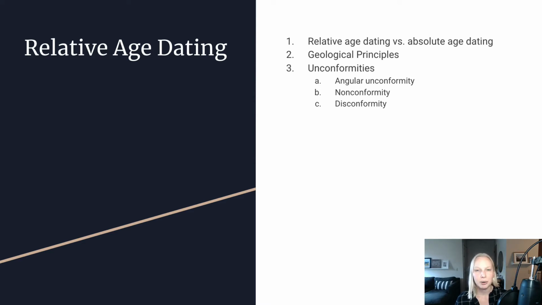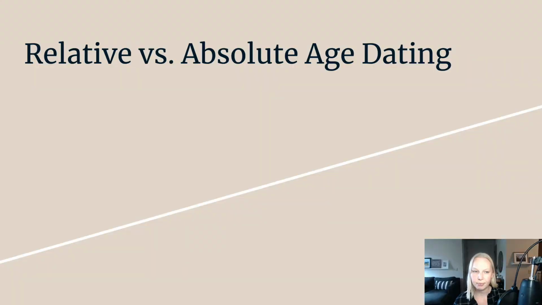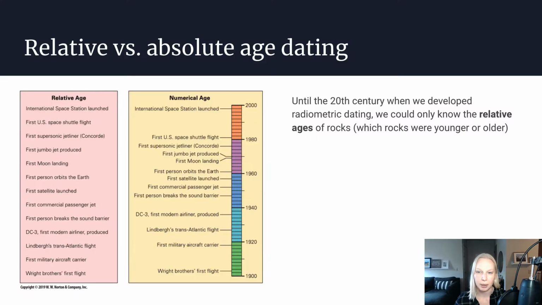I'll also go over the geological principles that help us date rocks relative to one another, sort of the relationships that we understand rocks have with one another and that allow us to put them in sequence. And then I will talk about unconformities and the different types of unconformities that we have and how those represent missing time in the geologic record. So let's talk about relative versus absolute age dating to begin with.